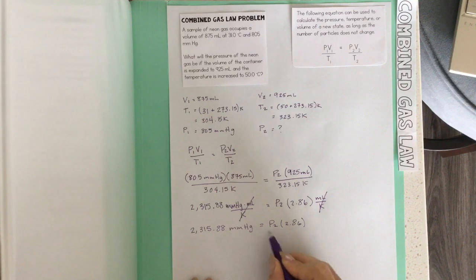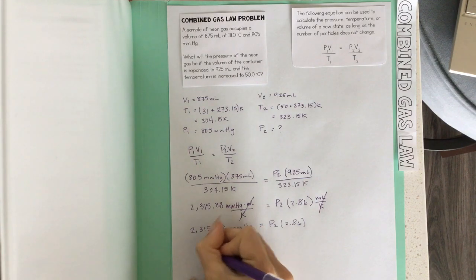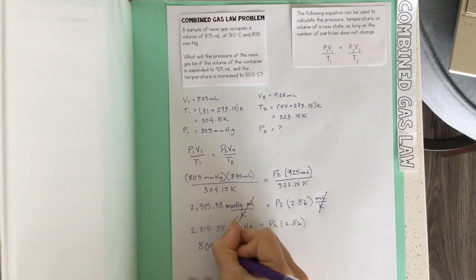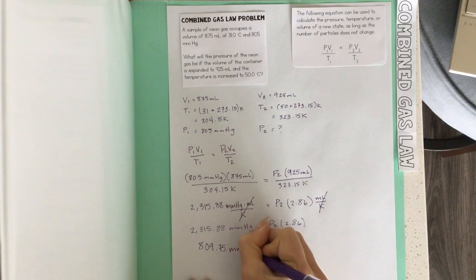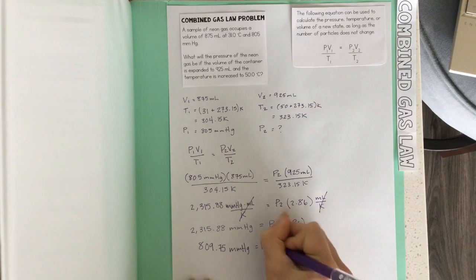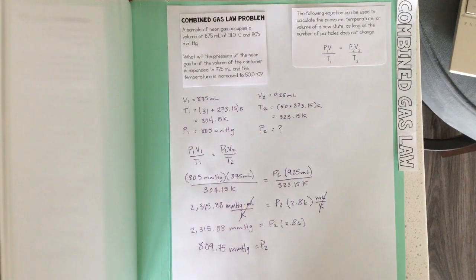To get our new pressure, we have to divide both sides by 2.86. So our new pressure is 809.75 millimeters of mercury.